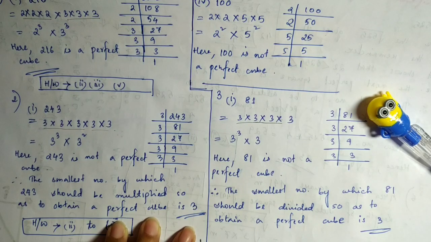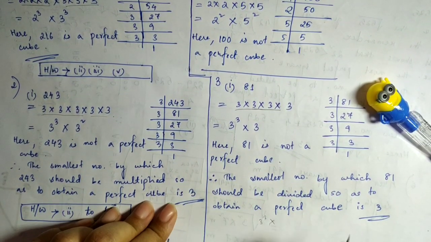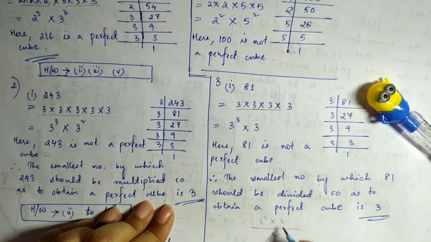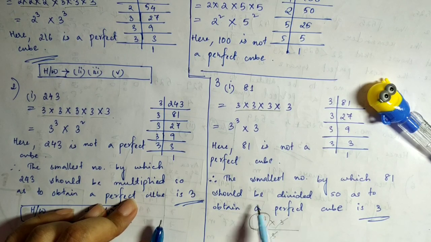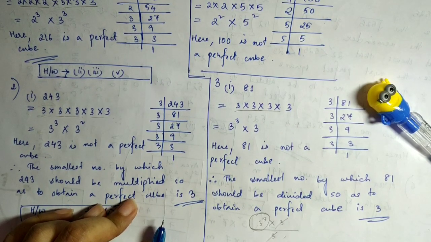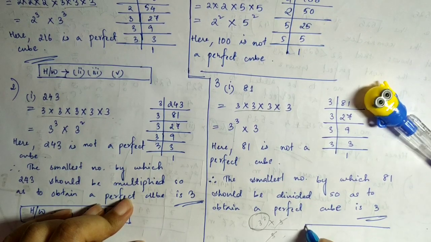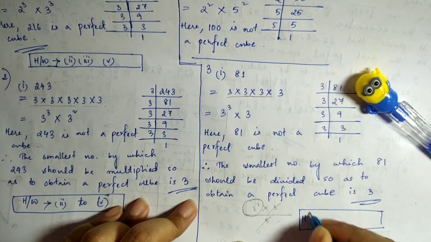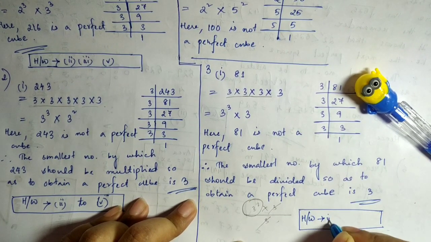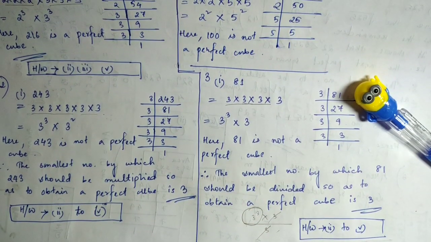I'll just show this one part. Suppose that given this I have got 3 cube into 3. So if I cancel it by 3, this will remain and this will be a perfect cube number. So the number that should be divided is 3. In this way, you will try the remaining sums as homework. Your homework will be question number 2 to question number 5 of question number 3.